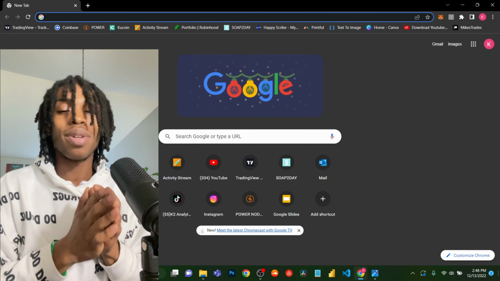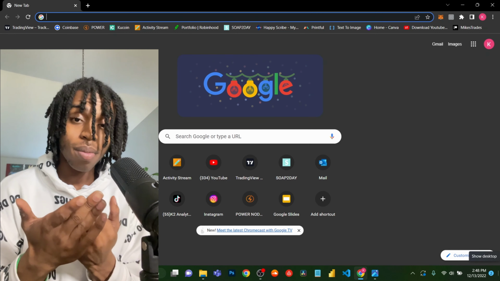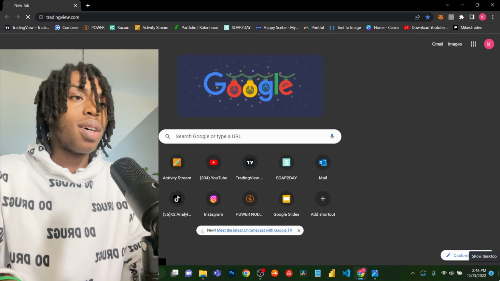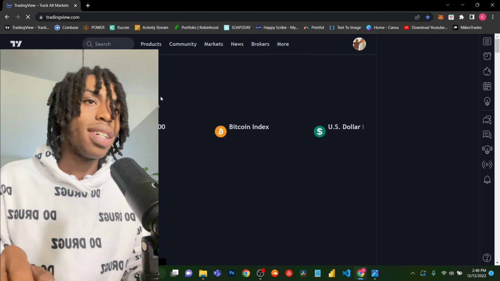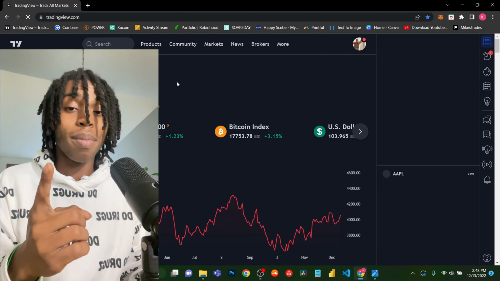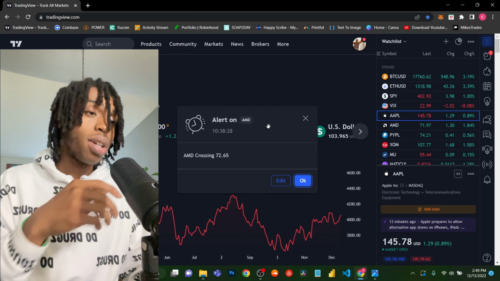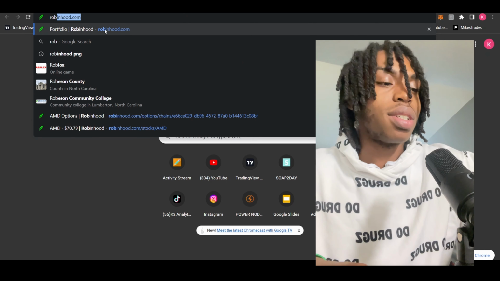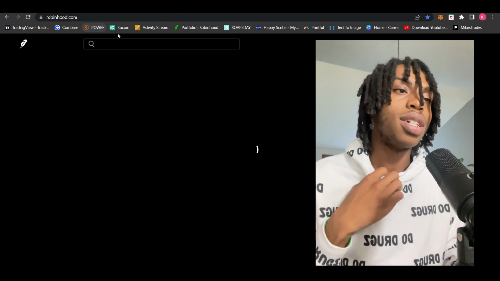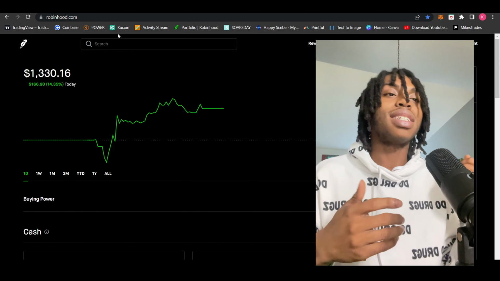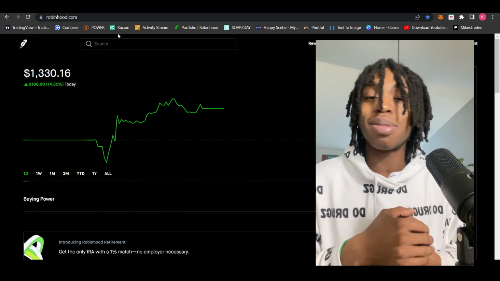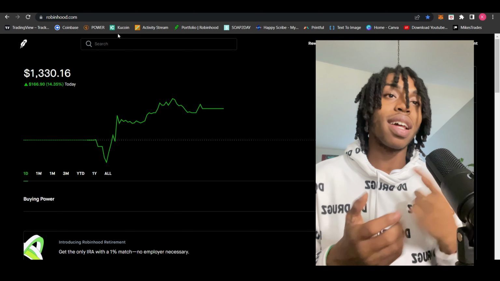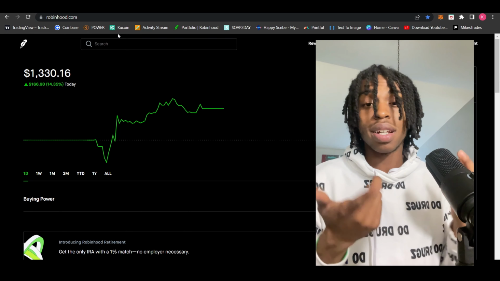You're gonna need to have TradingView and Robinhood. TradingView.com, this is what it looks like. That's the first app and website, they got both. Another thing I need is Robinhood.com, very simple. This is the same app I use to trade options and stocks on. They got an app and the website.